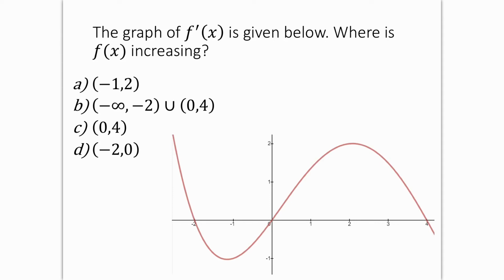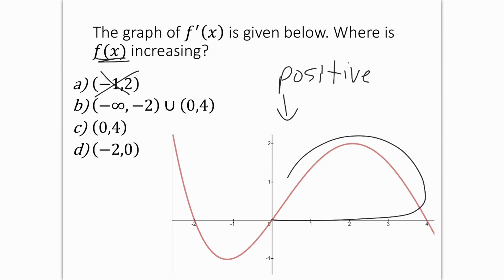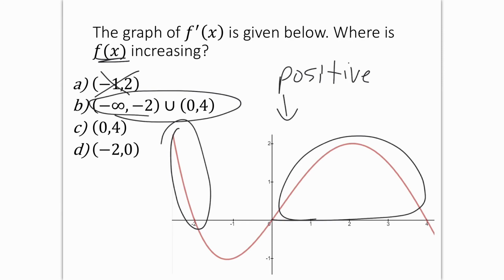Alright, so the answer is not going to be A. A is where this graph is increasing. But we're asked to find where the function is increasing. Well, the function would be increasing wherever this graph is positive, because this is a graph of the derivative. So notice it's positive in this region here, and it's positive in this region here. So it's actually going to be B. B is the correct answer because that's where the derivative is positive, which means that's where the underlying graph, f of x, which is not graphed here, would be increasing.